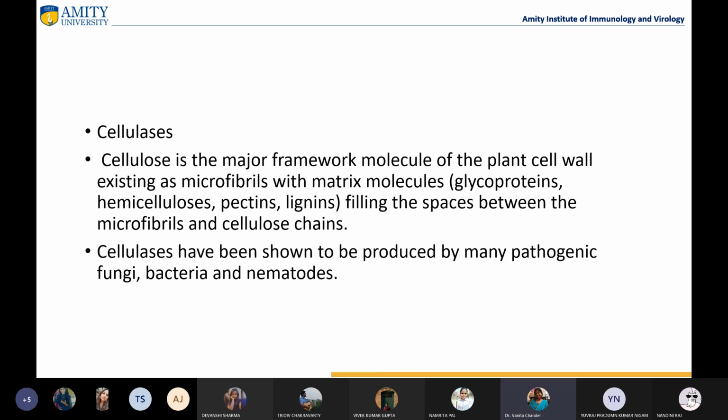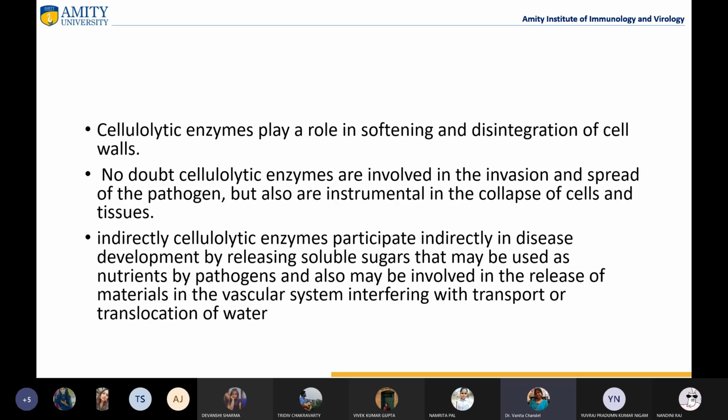Then there are cellulases. Again, we know cellulose is one of the important molecules of a plant cell wall. It exists as microfibrils with matrix molecules such as glycoprotein or hemicellulose or pectins or lignins, right? Filling the spaces between microfibrils and cellulose chains. Again, cellulases, these enzymes, are shown to be produced by pathogenic fungi, bacteria, and nematodes. These enzymes play a role in softening and disintegration of the cell walls. No doubt, these enzymes are involved in invasion and spread of the pathogen, but they are also instrumental in collapse of the cells in the tissue.